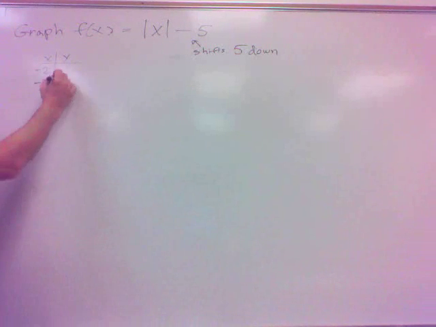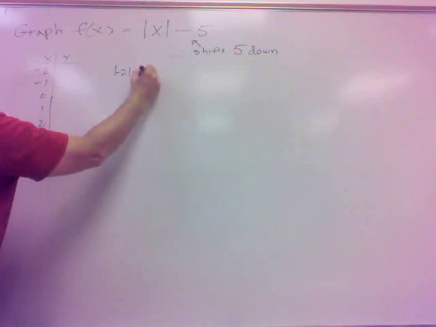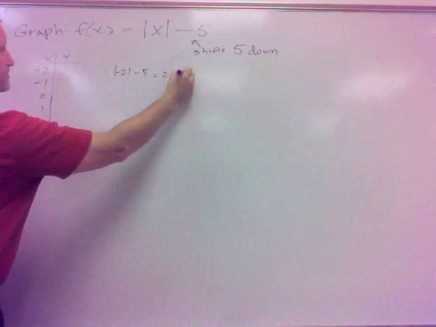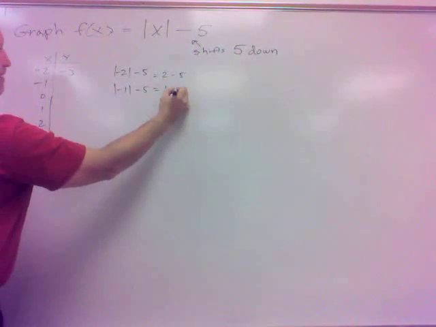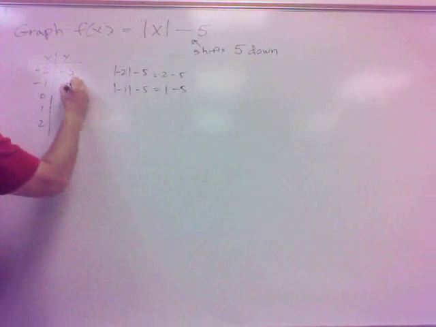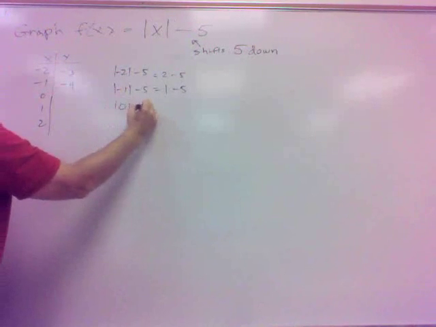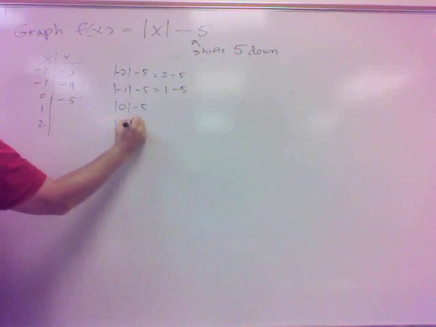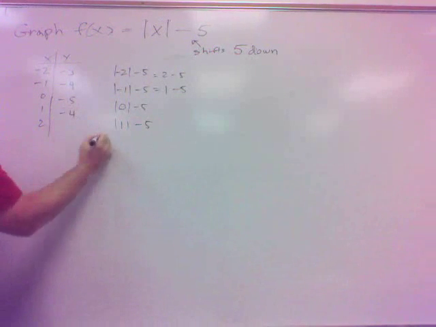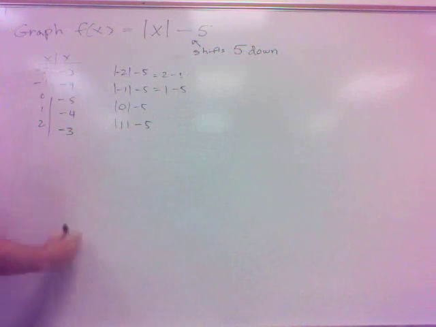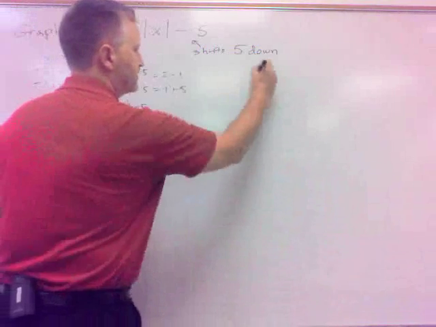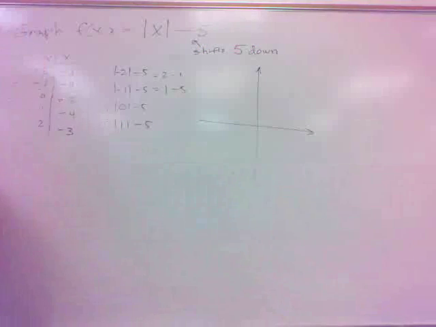Okay. If it's -2 here, that'd be a +2 minus 5, so that's -3. If it's -1, absolute value of -1 is +1, so it'd be -4. 0, well, that's -5. 1 is -4 again, and 2 is -3 again. Okay. So I'm still looking for those sorts of things. Okay, with me on that? But what we should see is that graph, the V-shaped graph, down 5 units.